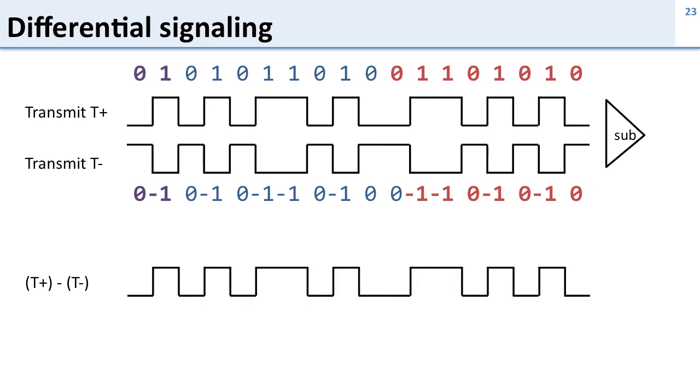So when we subtract them, we get back the original signal. In this case, we're going to get 0, 2, 0, 2, 0, 2, 2, because we're doing 1 minus -1, which is going to give us 2. So now we have our original signal.